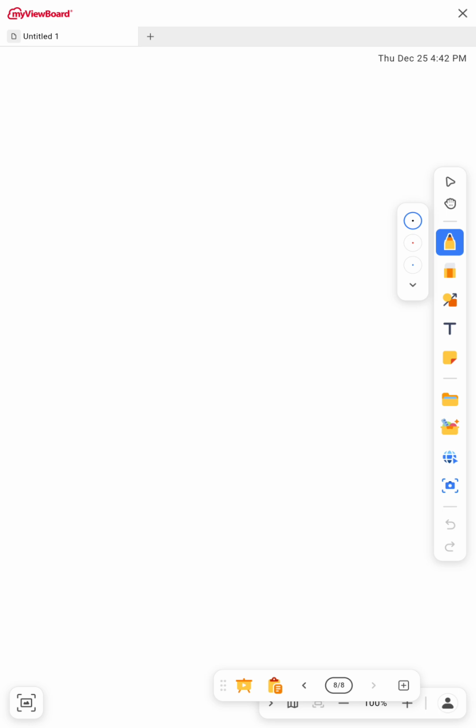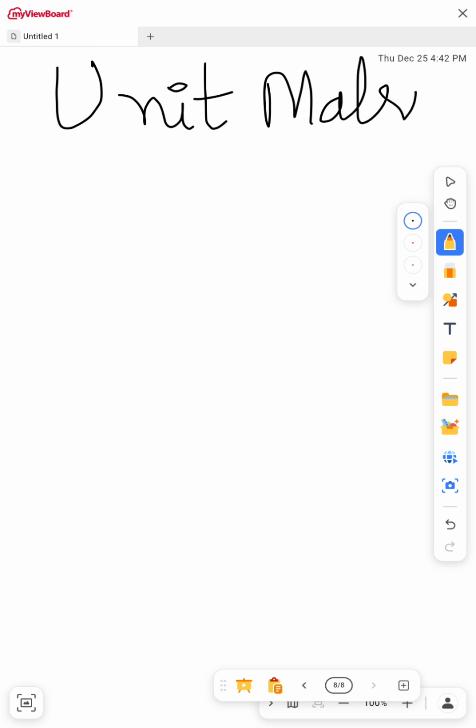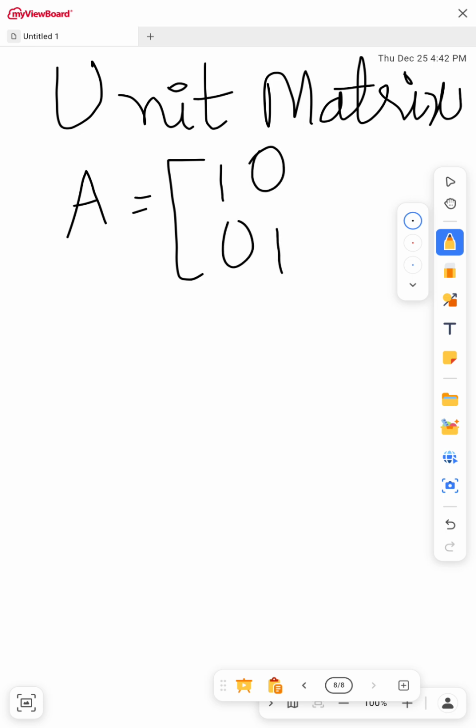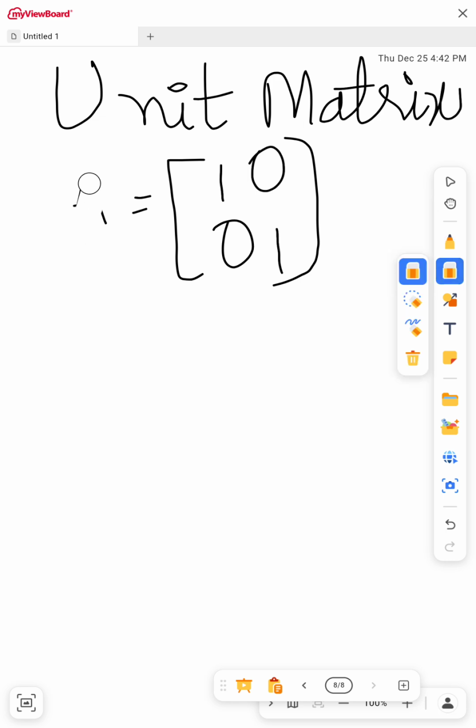Okay. Now, a unit matrix. What is a unit matrix? Last but not the least, we will be discussing a unit matrix. A unit matrix is a scalar matrix of the order 2 by 2 in which the elements along the leading diagonal are equal to 1. For example, A is equal to 1, 1, 0, 0. This is a unit matrix, of the order 2 by 2 in which the elements along the leading diagonal are 1. It is indicated by I2.